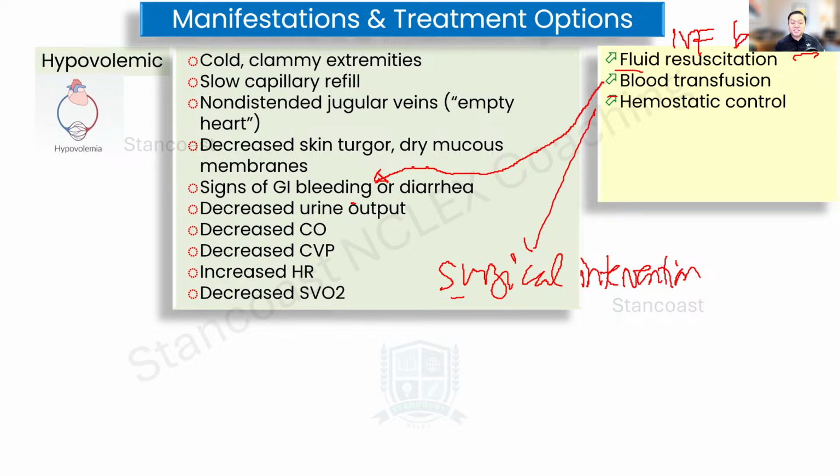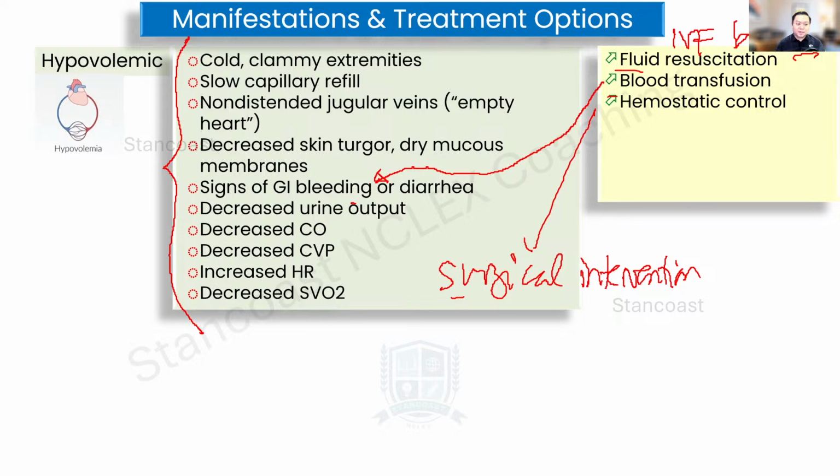And of course, this can lead to the stabilization of the patient's hemodynamics. It can lead to the improvement of the circulation, the tissue perfusion, and also it can restore organ function. Again, these are your signs. If you don't know your signs, you will not be able to treat your patient. So go back to the assessment findings.